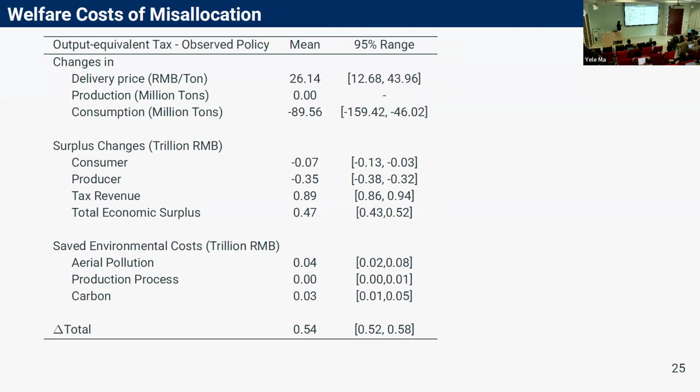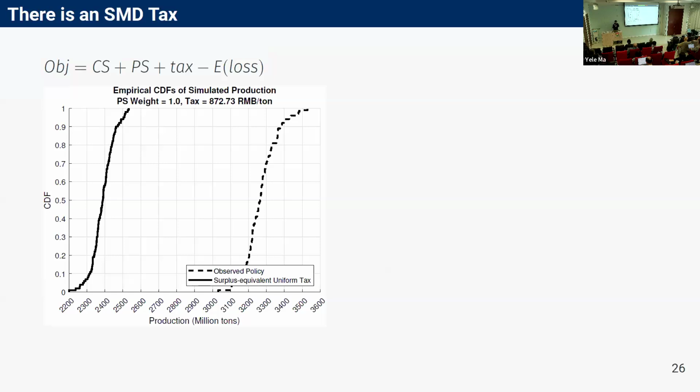We compare to a uniform tax across provinces that generates the same equilibrium quantity. So by construction, the production is the same under these two policies, but it reduces consumption. That captures the welfare loss of misallocation in the observed policy, as this uniform tax policy has a higher overall welfare. So this is the exercise we really want to speak to, which is when we do not impose any assumption on the externality, we do not use the estimates borrowed from the literature.